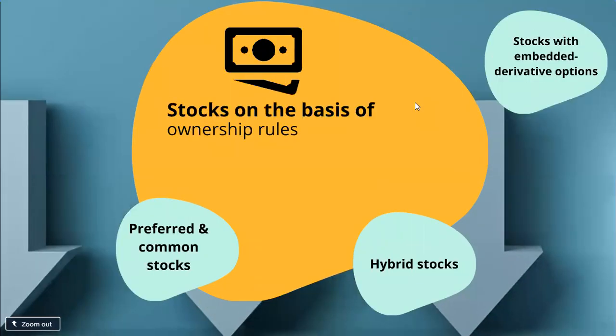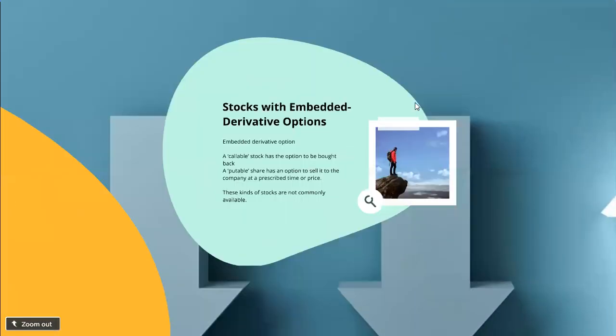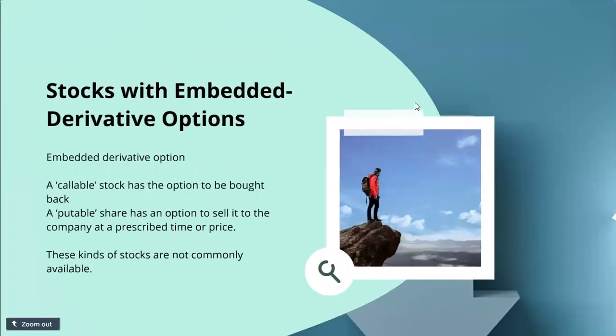Third type of stocks are stocks with embedded derivative options. In fact, some stocks come with an embedded derivative option. This means it could be callable or putable. A callable stock is one which has the option to be bought back by the company at a certain price or time. A putable share gives the stockholder the option to sell it to the company at a prescribed time or price. These kinds of stocks are not commonly available.